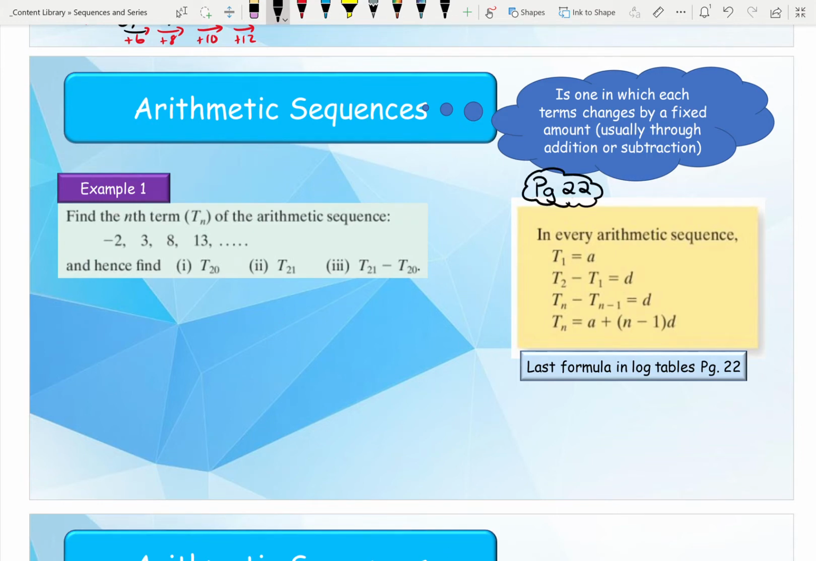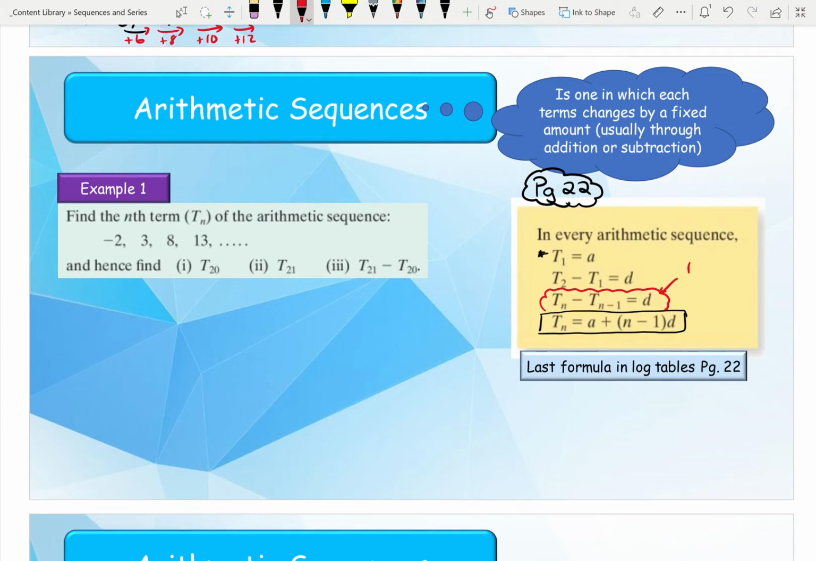Starting off in this tutorial, we're going to be looking at the Tn formula, which you can see on page 22 of your log tables. Remember from our first video, Tn is our general term, which is equal to a plus n minus 1 times d. Now a is your first term, T1. D is your common difference, which means your bigger term minus your smaller term, so T2 minus T1. This formula written in general notation is Tn minus Tn-1 is equal to d. So that means your term minus the term before that is equal to your common difference d.